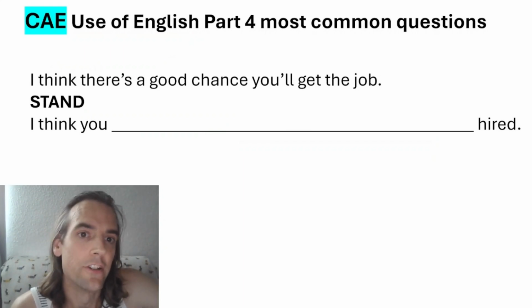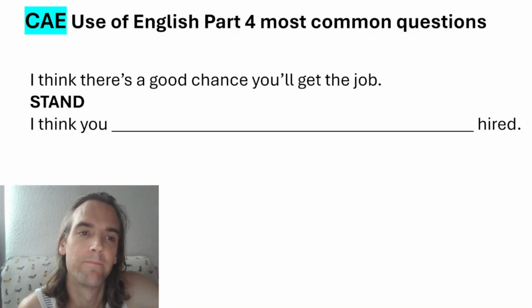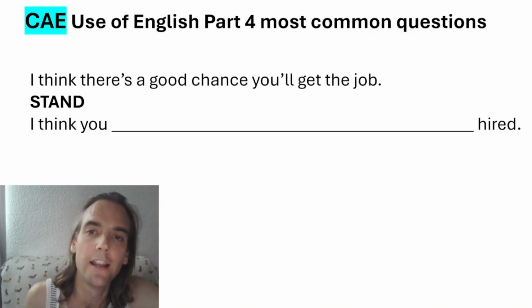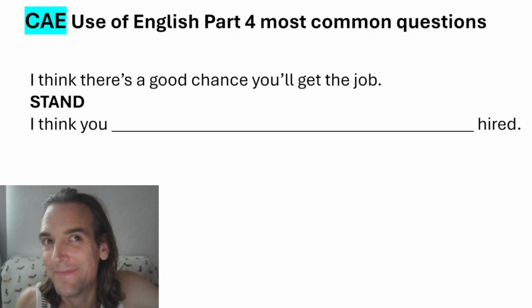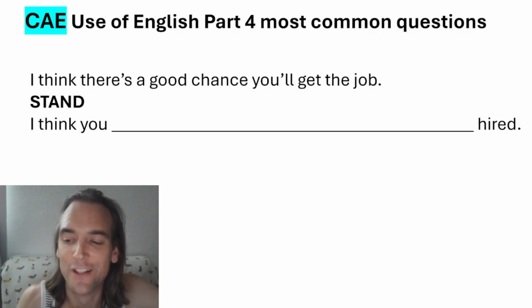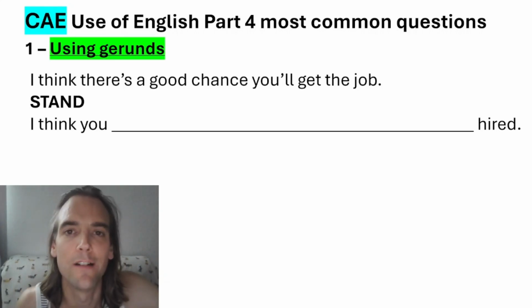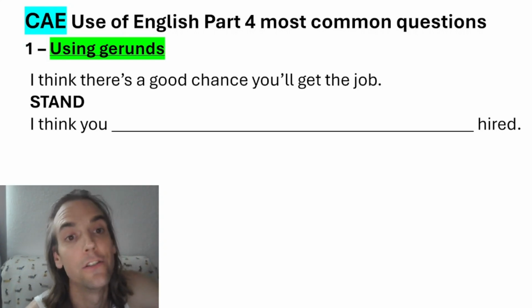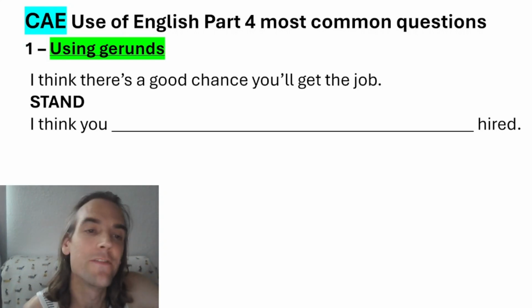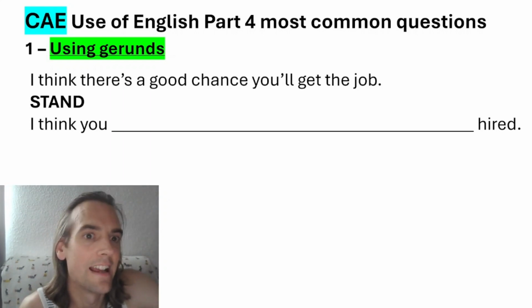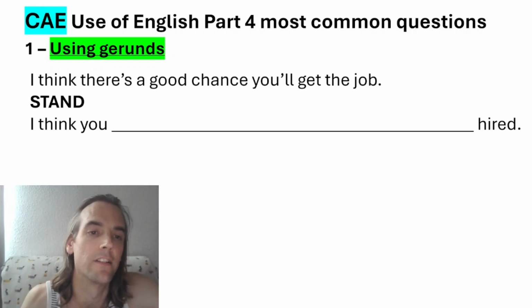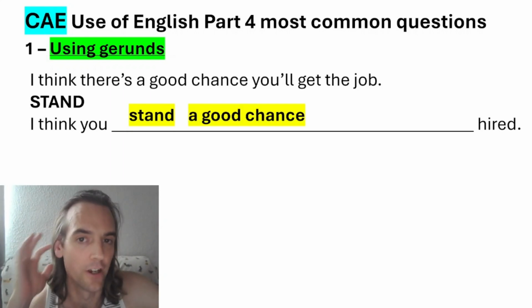For a C1 question, a little bit more difficult. Can you complete this? Pause the video, try and do it. A bit of a problem with the structure of this video is that it's the same grammar point. So you've got a little clue. Again, you know you need a gerund somewhere. If there is a good chance, then the expression is someone stands a good chance. So I think you stand a good chance.